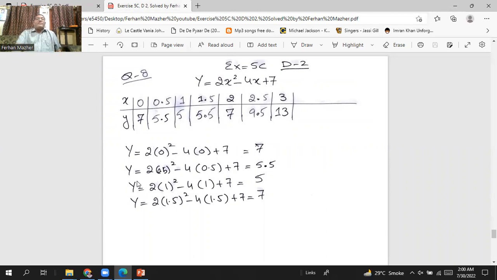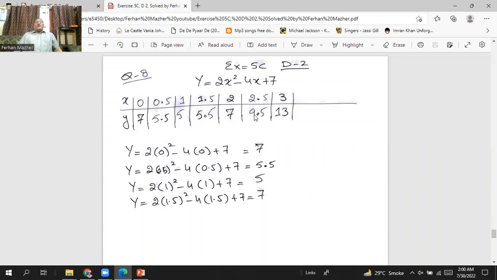So in this way, I have completed this table. At 0, you get 7. At 0.5, you get 5.5. At 1, you get 5. At 1.5, you get 5.5. At 2, you get 7. At 2.5, y will be 9.5. And when x is 3, y will be 13.